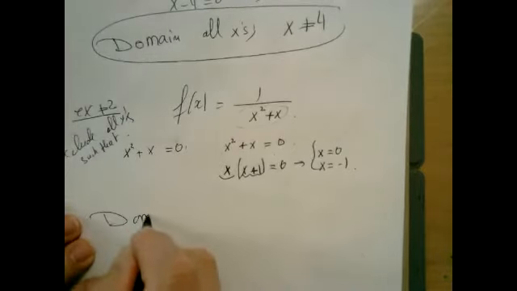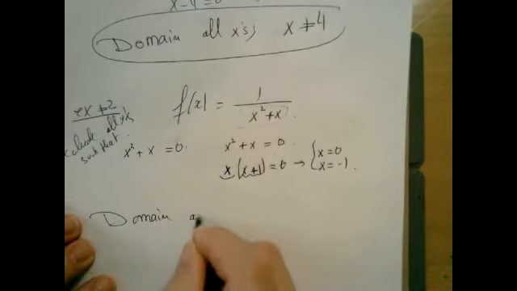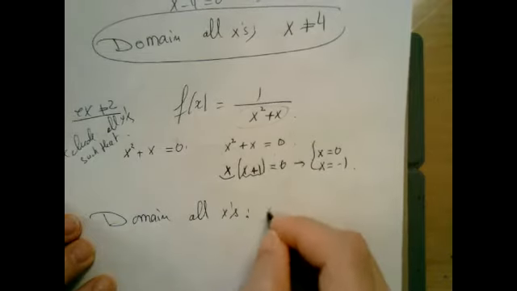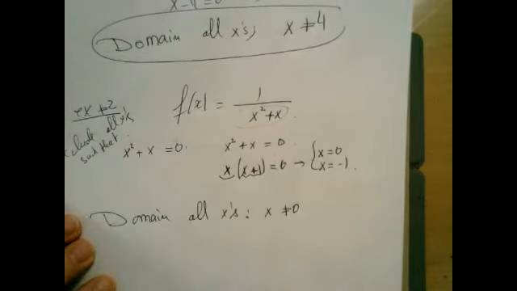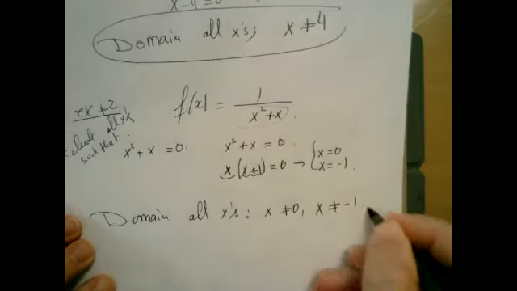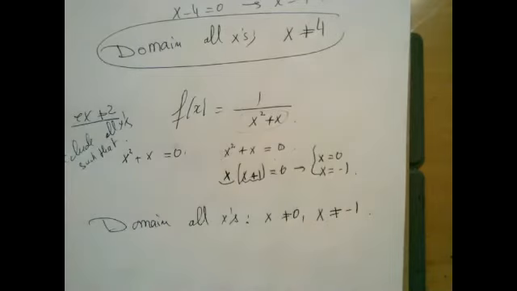So the domain is all values of x such that x is not 0 and x is not minus 1. I cannot have 0 in the domain, and I cannot have minus 1 in the domain. So whenever the function has a denominator, we do have a serious issue.